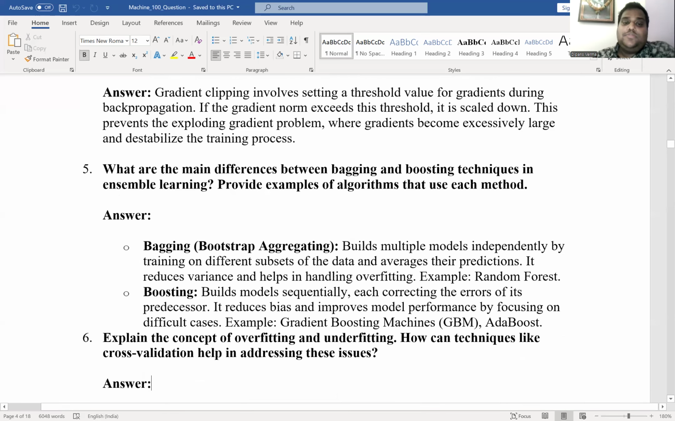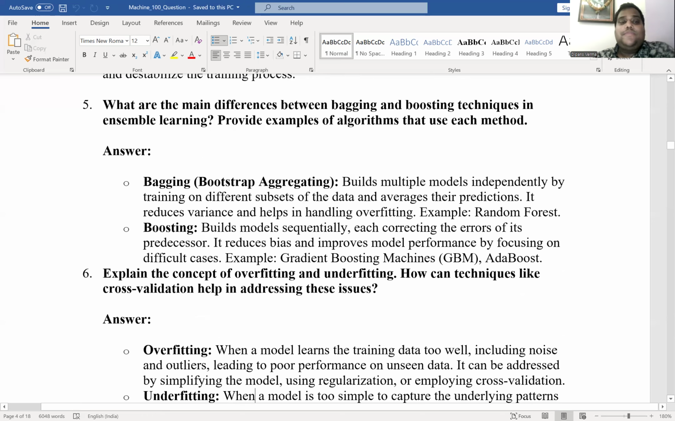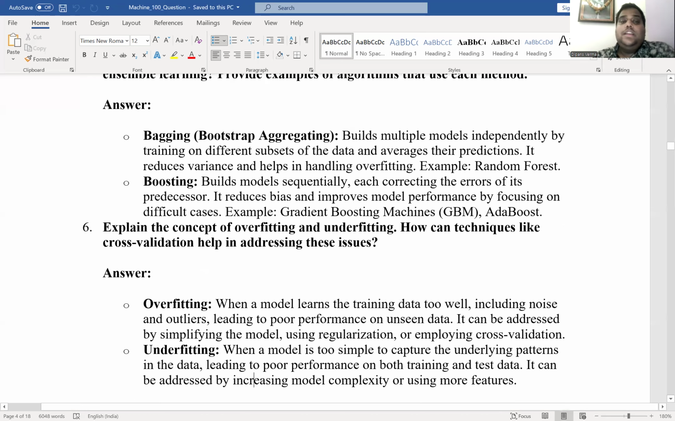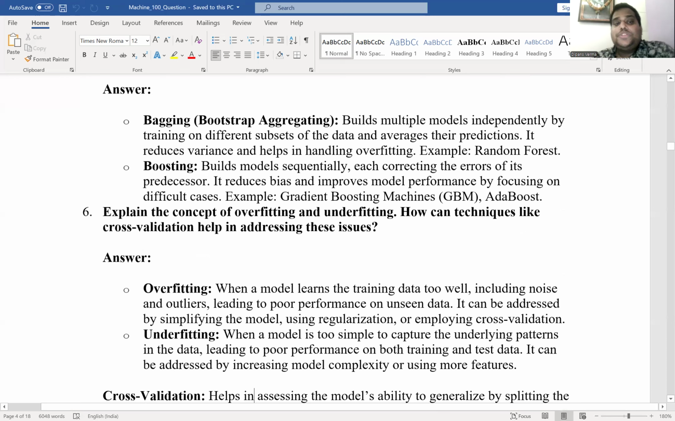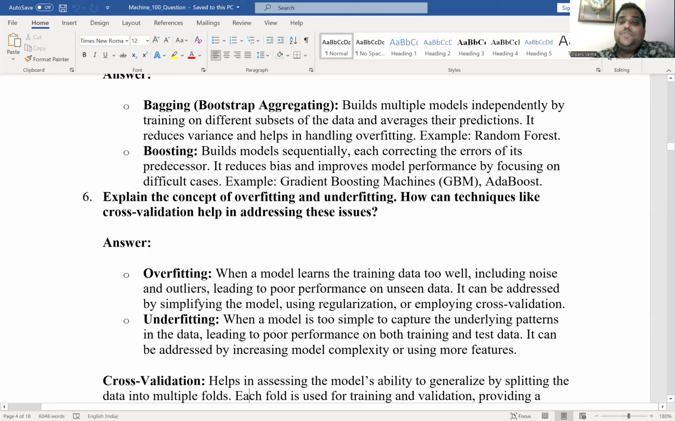Bagging is a technique that aggregates multiple models built independently by training on different subsets of data and combining their predictions. It reduces variance and helps you handle overfitting. Boosting builds models sequentially, each one correcting the errors of its predecessor. It reduces bias and improves model performance by focusing on difficult cases. Gradient boosting machine and AdaBoost are examples.